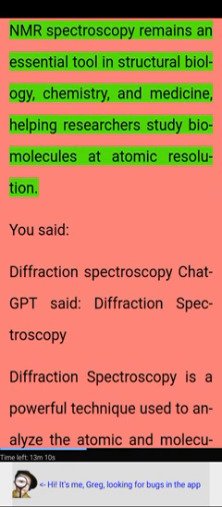NMR spectroscopy remains an essential tool in structural biology, chemistry, and medicine, helping researchers study biomolecules at atomic resolution.